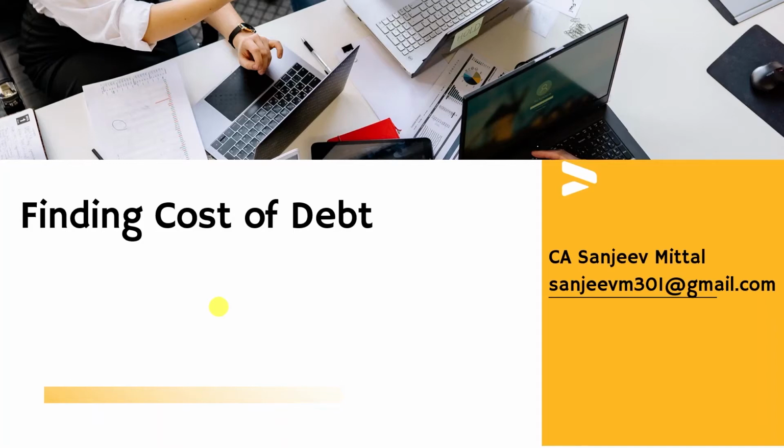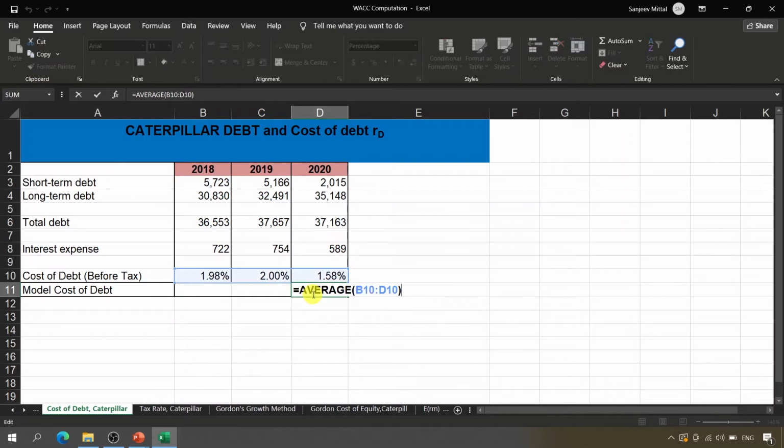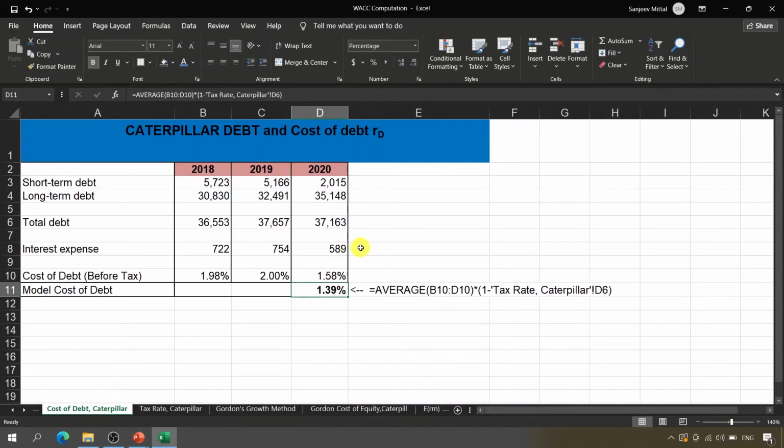Let's try to find the after tax cost of debt for the company. In the previous sessions, we have calculated the cost of debt before the taxes for the company and we have calculated the tax rate also. So this is our cost of debt before the taxes. Now we simply need to convert this rate into an after tax rate. So I will write 1 minus our tax rate, which we have calculated, and this number is our model cost of debt after tax.